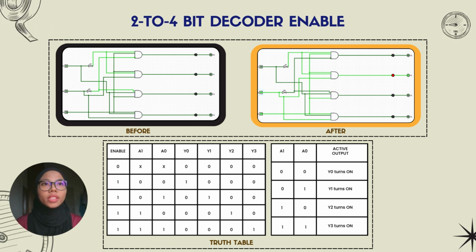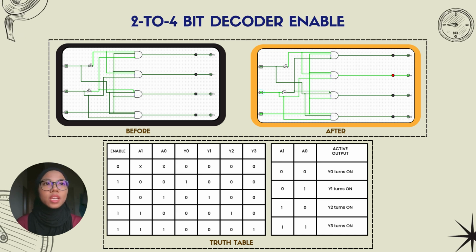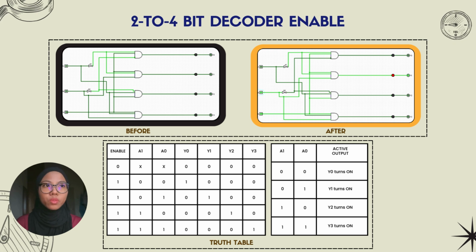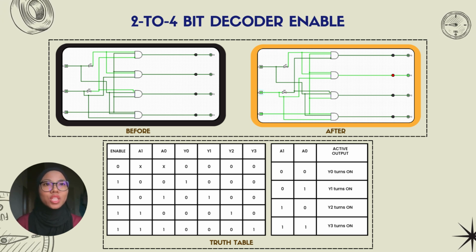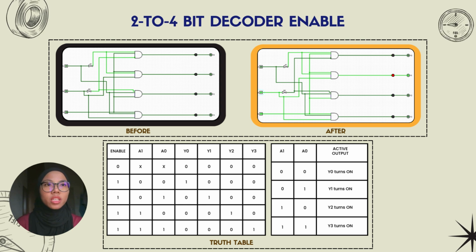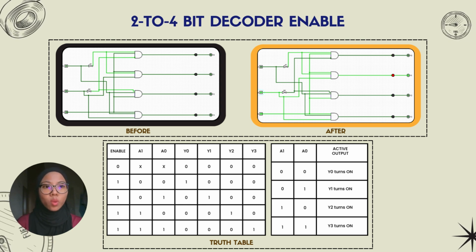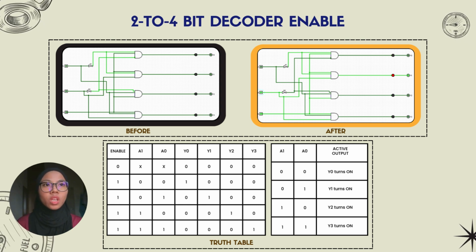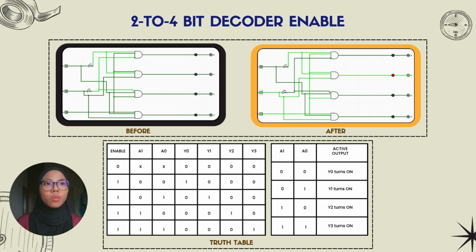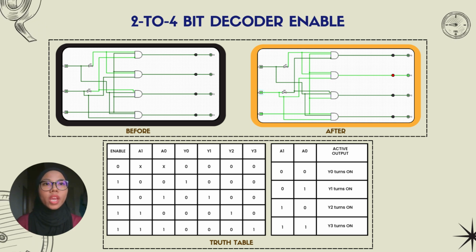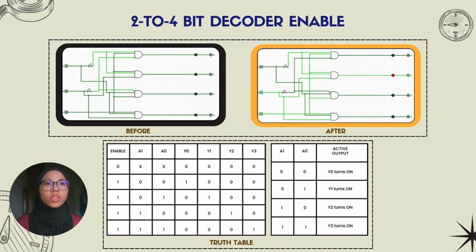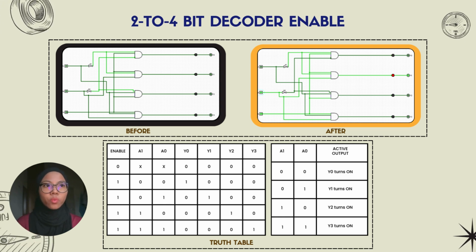The top AND gate for Y0 is connected to the complemented inputs A1 and A0, while the bottom AND gate for Y3 is connected to the uncomplemented inputs A1 and A0. The first row of the truth table clearly demonstrates the disabled state. When the EN input is 0, the output for all four lines Y0, Y1, Y2, and Y3 is 0.